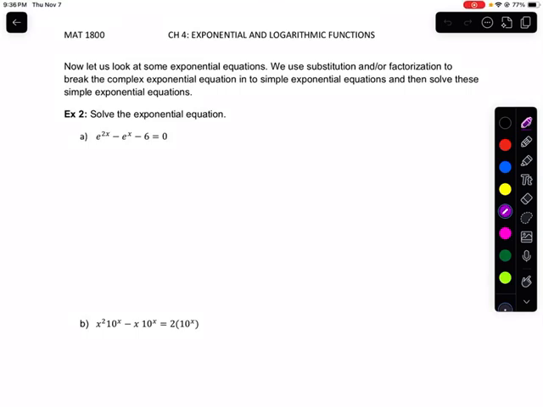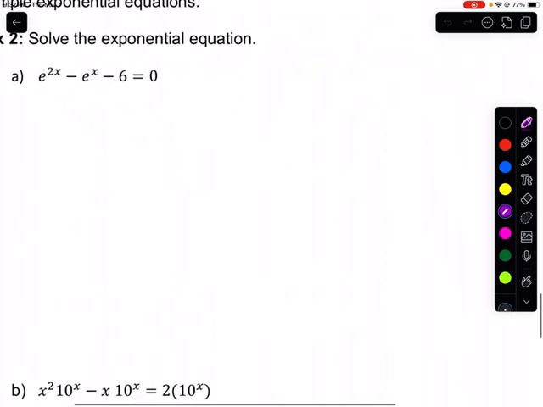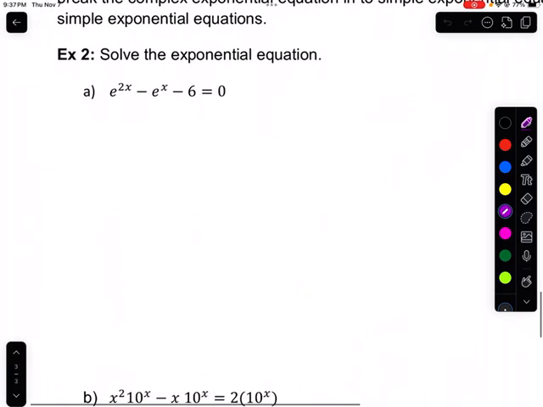Section 4.5c. Now we look at some exponential equations. Exponential equations here will be a little more complex than the ones we did earlier. In some of these, we break them down into smaller and simpler exponential equations and then solve those. And sometimes substitution will work. So there are different situations. Let us look at the first example here.